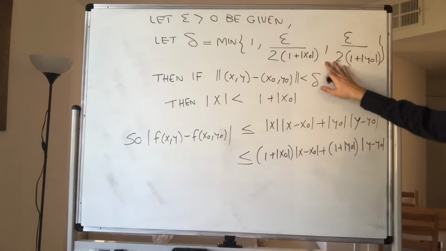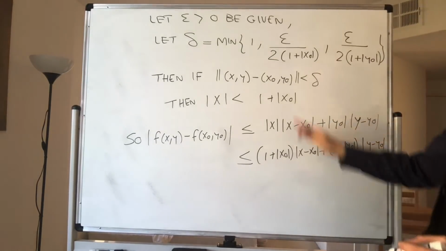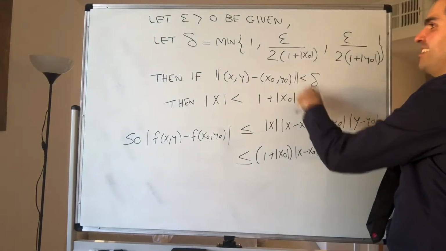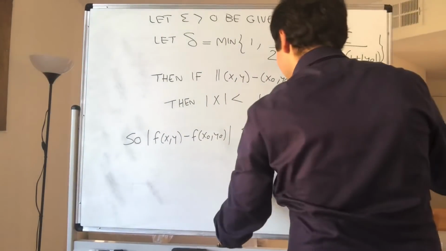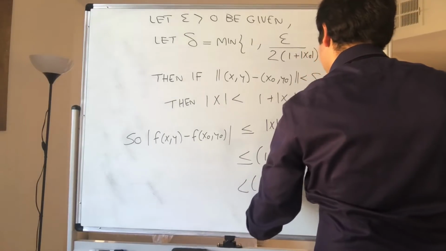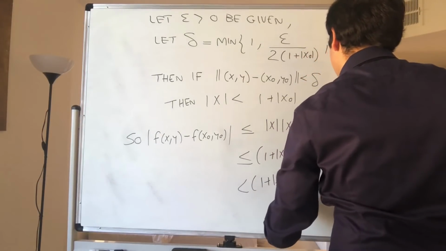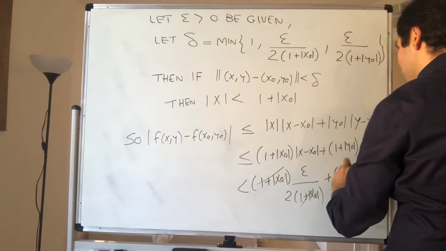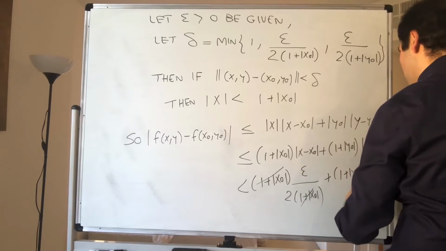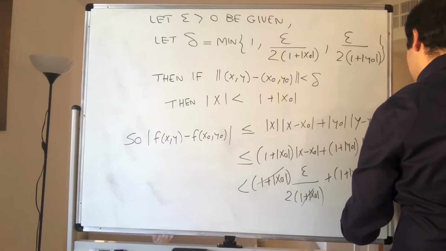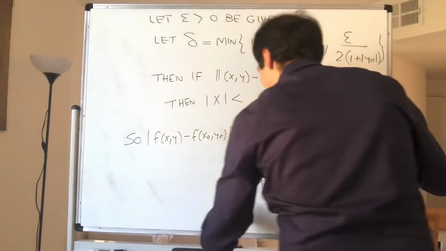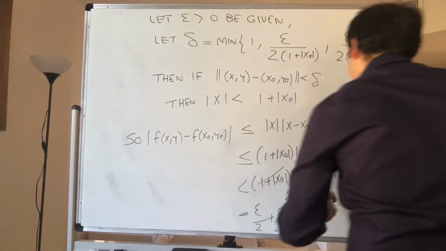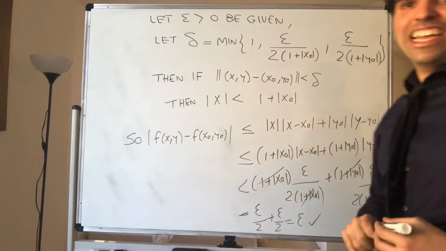And now witness the beauty of those choices. So in particular, what we know, |x minus x naught| is less than this distance, which is less than delta, which is less than that. So less than (1 plus |x naught|) times epsilon over 2 times (1 plus |x naught|), which beautifully cancels out, and plus (1 plus |y naught|) epsilon over 2 times (1 plus |y naught|), again, which beautifully cancels out, and you get epsilon over 2 plus epsilon over 2, which is epsilon. And this is why multiplication is continuous.